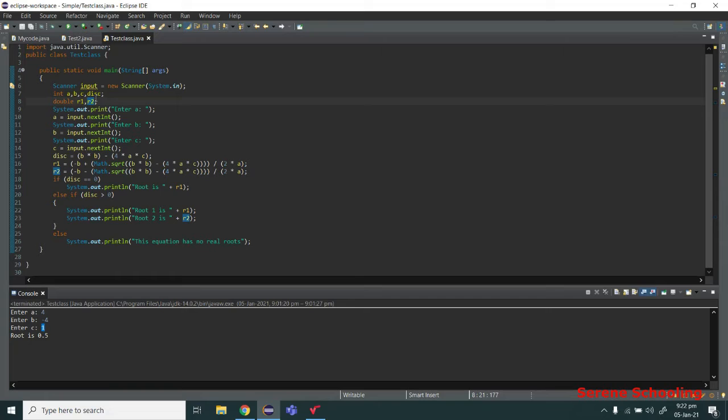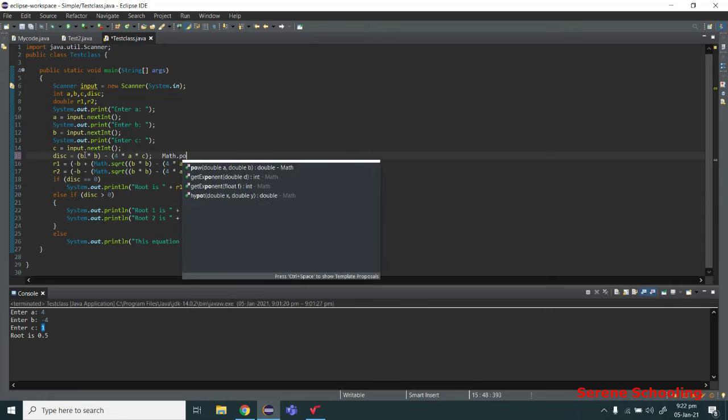Next, I am inputting the values of a, b and c from the user, which you are already familiar with. In the next step, I am calculating the discriminant here, b square minus 4ac. As you know, a square can also be calculated by this formula: Math.pow. This is the Math class. We are using functions of the Math class.